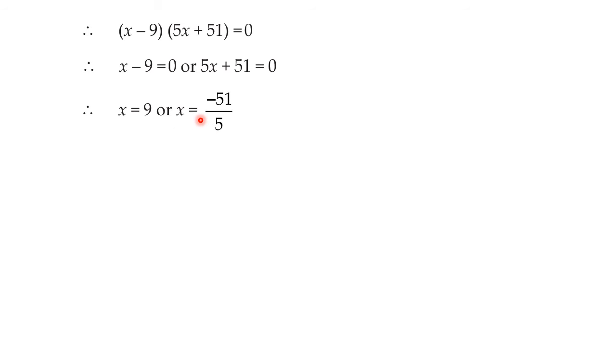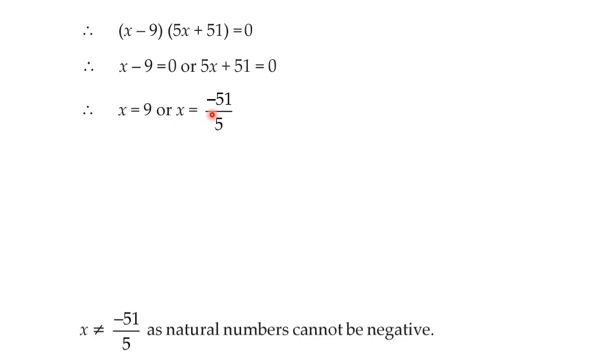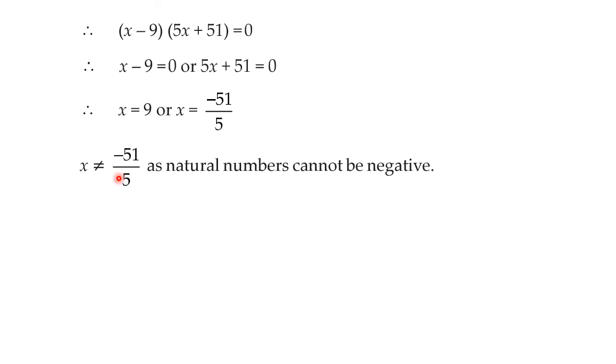But here now see, natural numbers are given and this is a fraction and also has a negative sign. So we have to discard this answer by saying that this is not a natural number. Natural numbers are never negative, or also fractions not possible. Natural numbers, you know that they start from 1, 2, 3 and so on. So they cannot be fractions. Also they cannot be negative. So we are going to discard this answer, and therefore our correct answer is what? X is equal to 9.